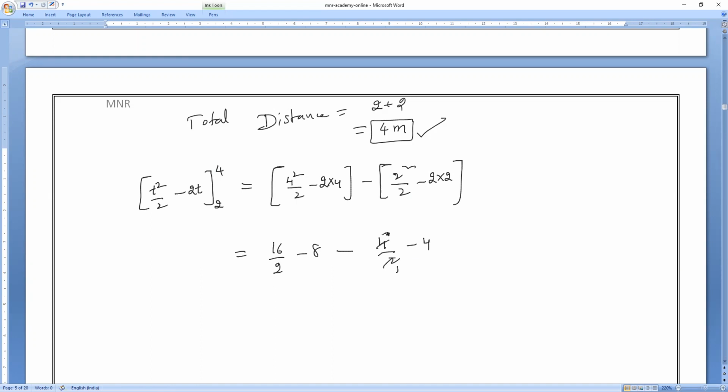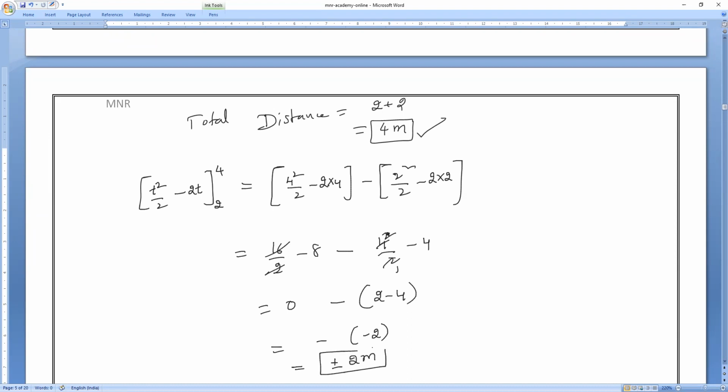So 2 ones are 2, 2 twos are 4. So this one, 0. This one will become what? 0. Yes or no? 0 minus 2 minus 4. So which is equals to what will happen? Minus of minus 2. Yes or no, guys? Minus of minus 2 means what? 2. Is the answer?